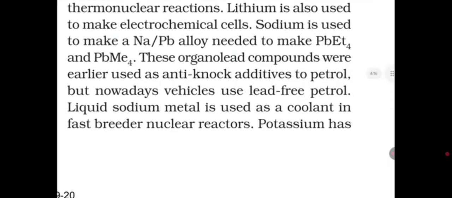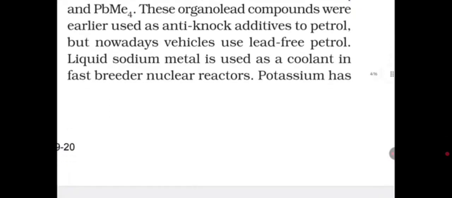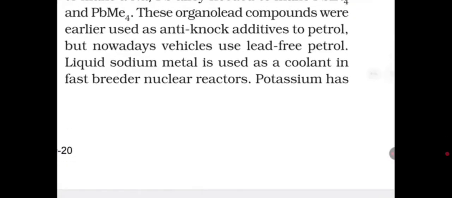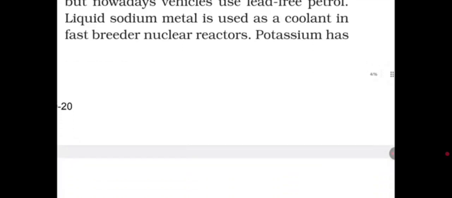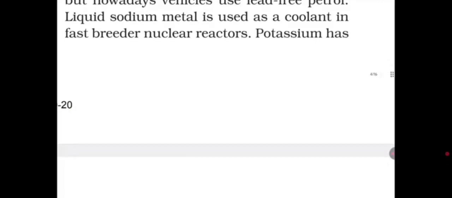Lithium is also used to make electrochemical cells. Sodium is used to make a sodium lead alloy needed to make PbEt4 and PbMe4. These organolead compounds were earlier used as anti-knock additives to petrol, but nowadays vehicles use lead-free petrol. Liquid sodium metal is used as a coolant in fast breeder nuclear reactors.